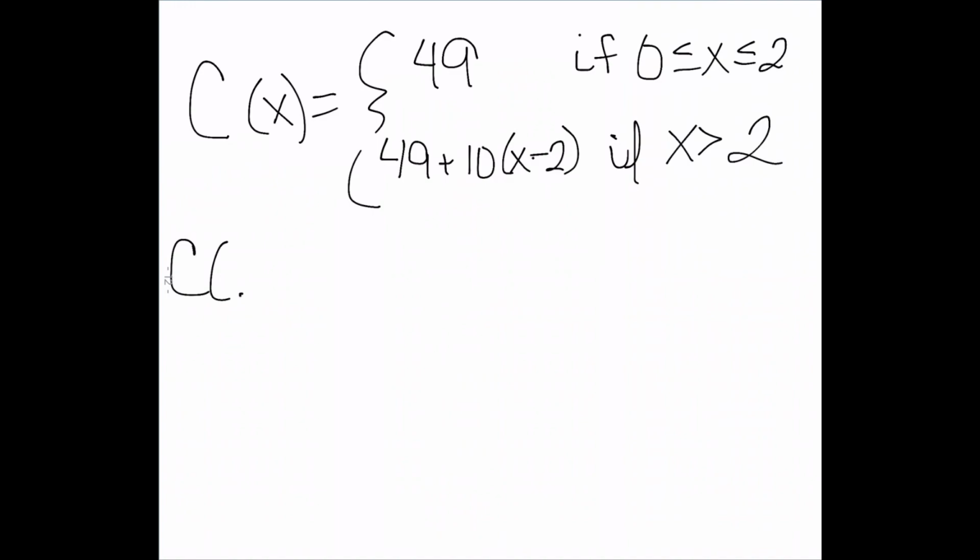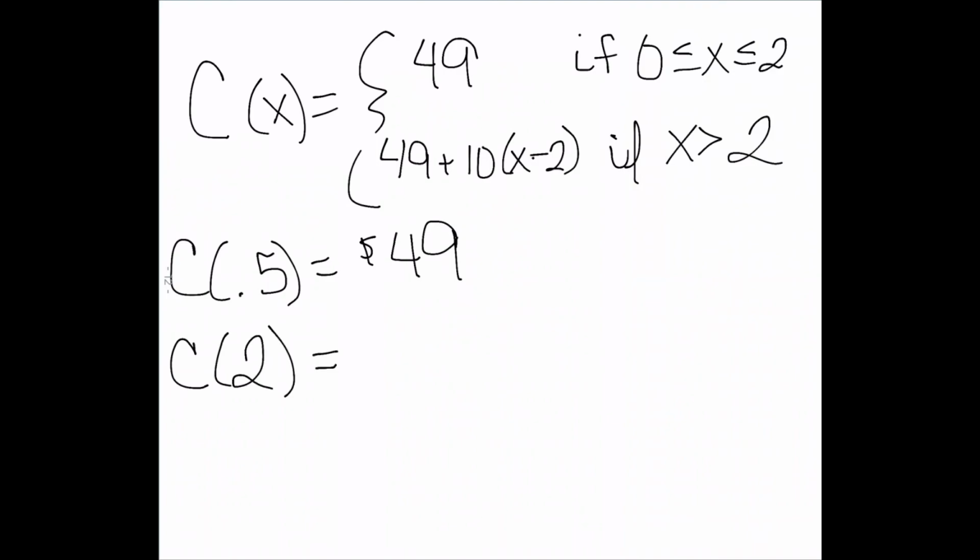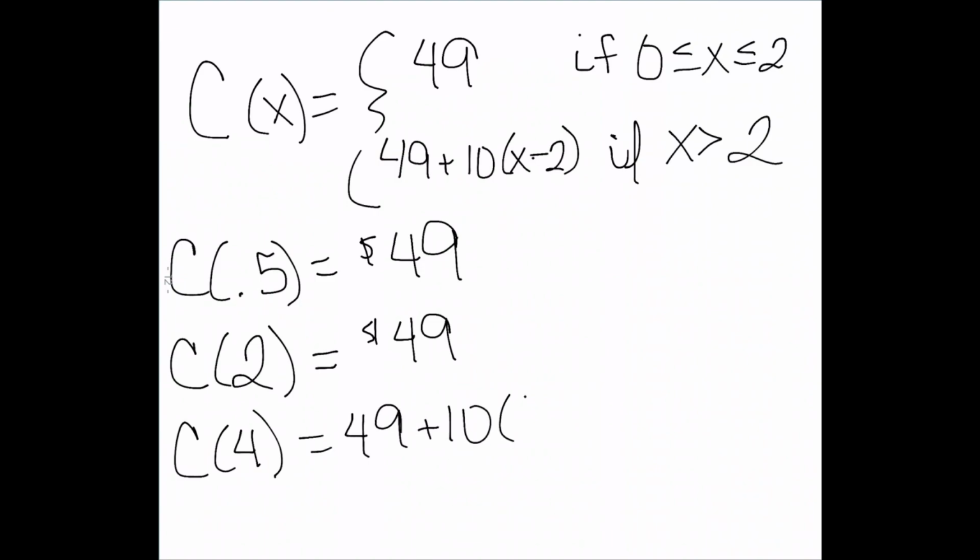So I want to find c of 0.5. Well, 0.5 is between 0 and 2, so I'm in the first case here, and I would just spend $49. C of 2, you'll notice the first case says 0 is less than or equal to x, which is less than or equal to 2, so 2 is also included in that first case. However, if I want to look at 4, now I'm bigger than 2, so I'm in the second case. 49 plus 10 times (4 minus 2), which if we work out is 69. So if we used 4 gigabytes of data, it would cost us $69.